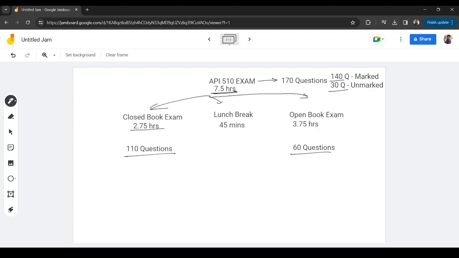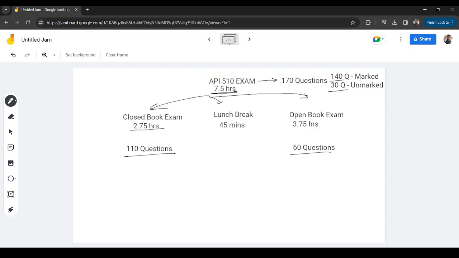Open book examination, even if you study for like 1 week, can be cleared pretty easily. But the main problem, with whoever I have talked with, is with the open book examination, because it is sometimes not that straightforward. In the open book examination, you have to refer to multiple codes that we have mentioned here. A person needs to refer to multiple of those. In that case, it can be very time consuming.